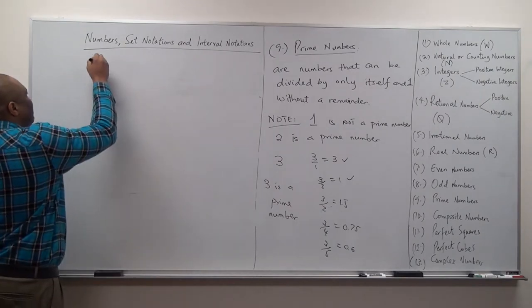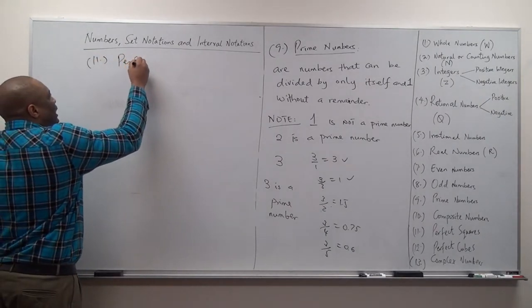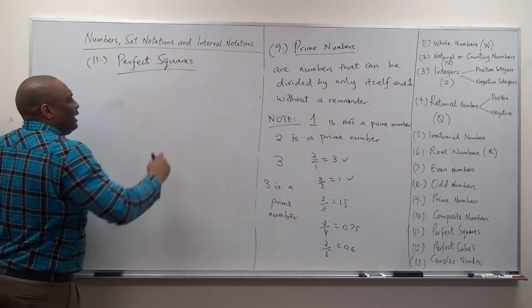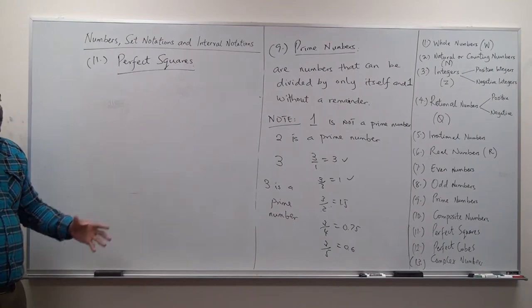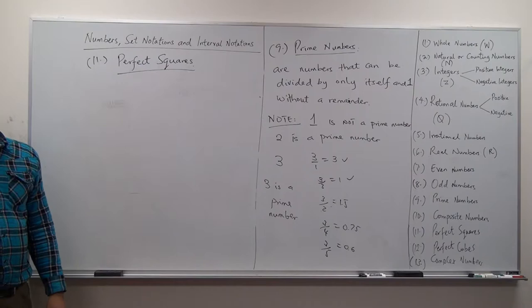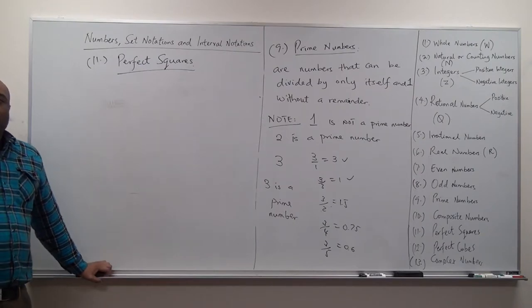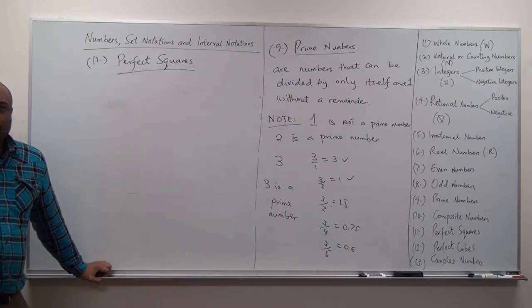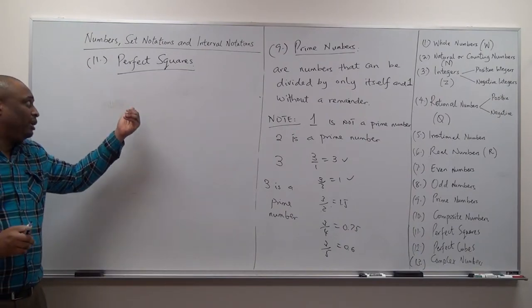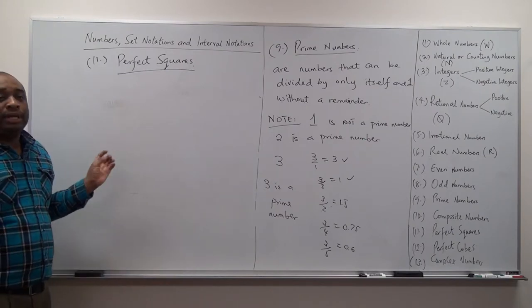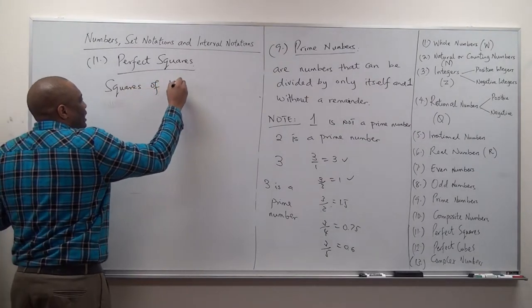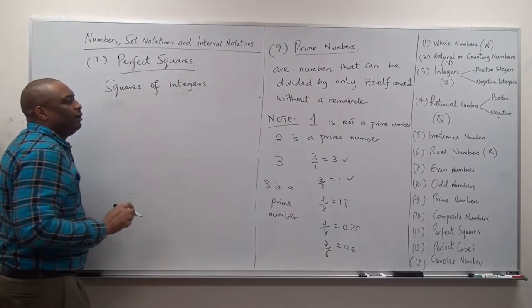We are coming to the end of these numbers now. Perfect squares. Now, this case of numbers, a lot of textbooks don't write it, but I want to mention it. Some textbooks don't call it types of numbers or sets of numbers. But I want to mention it because it is important. As you go on to study more mathematics, you will know the difference of two squares. Then you know that this is important. Now, what are perfect squares? They are squares of integers, whether positive or negative integers.